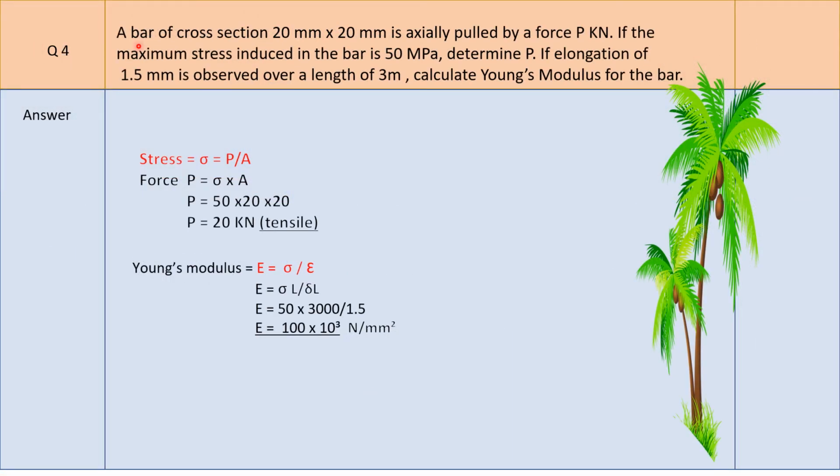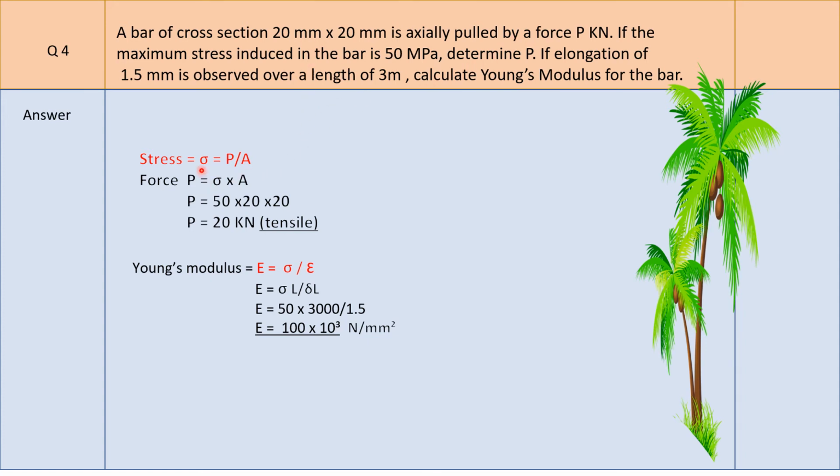Question number 4. A bar of cross section 20 mm by 20 mm is pulled by a force P. If the maximum stress induced in the bar is 50 megapascal, determine P. If the elongation of 1.5 mm is observed over a length of 3 meter, calculate Young's modulus for the bar. Now, first they want P, where stress and the area are given.